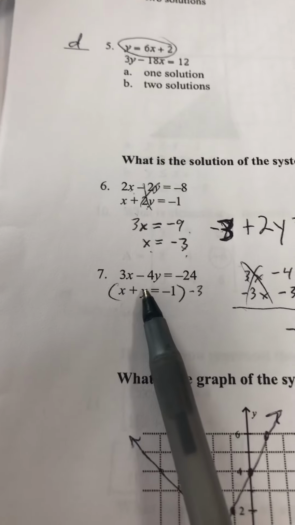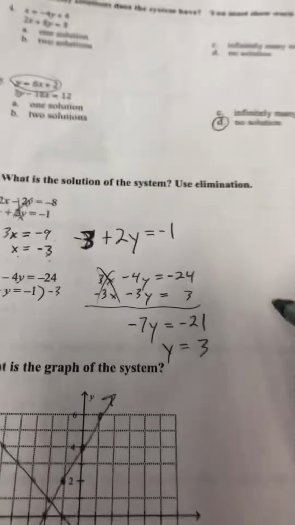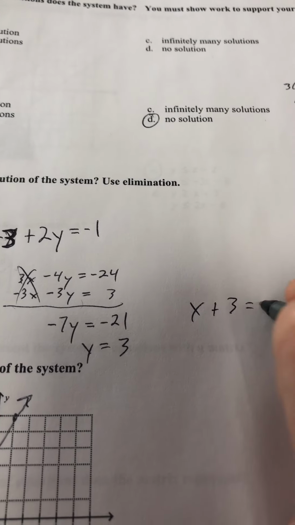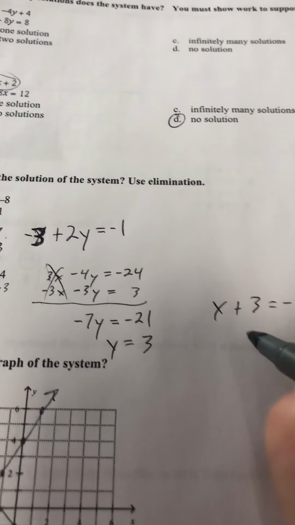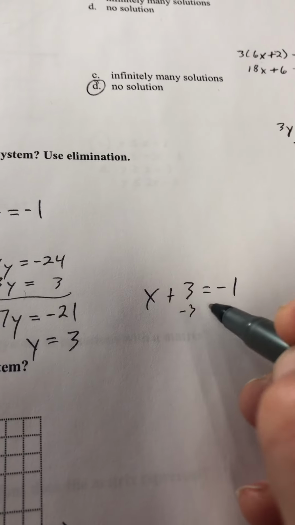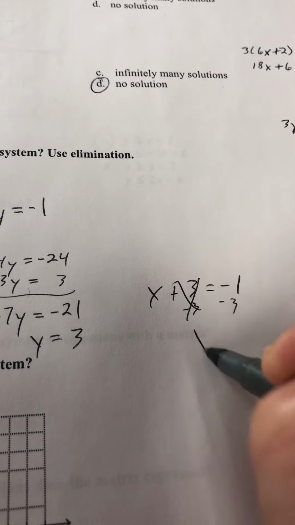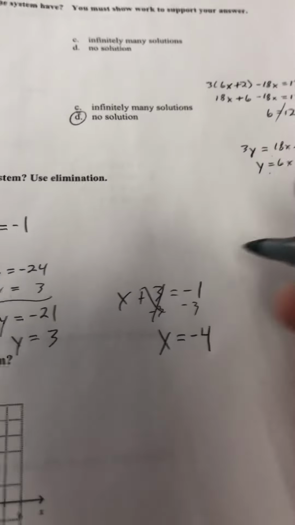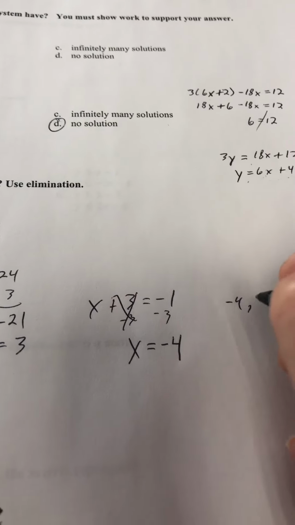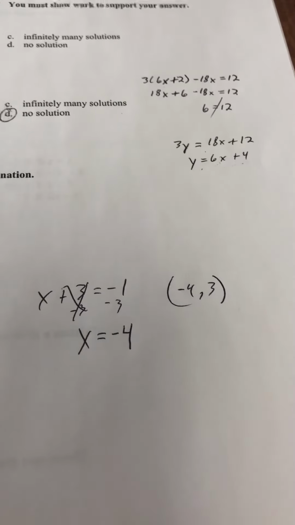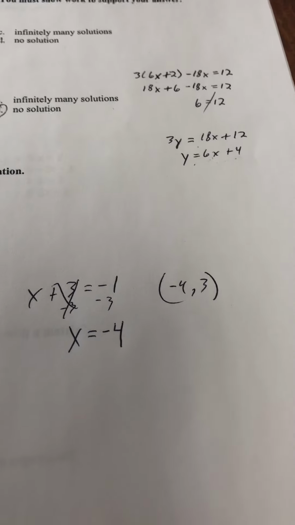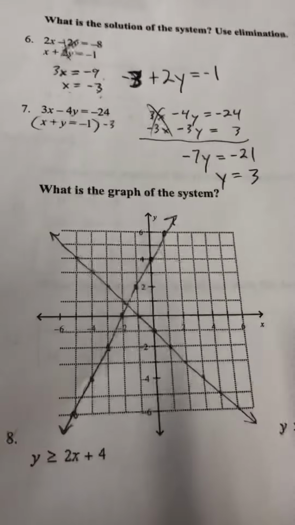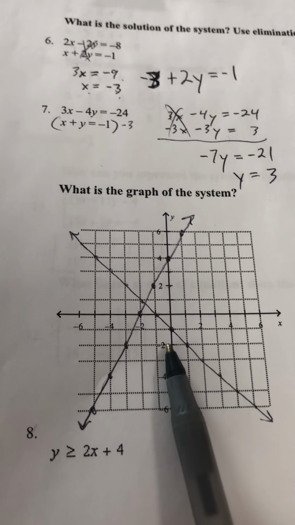So if y equals 3, what plus 3 equals negative 1? So I'm going to subtract 3 from both sides. These cancel out. I get x equals negative 4. So it's going to be negative 4, 3 for my solution using elimination. The next one, what is the solution of this system?